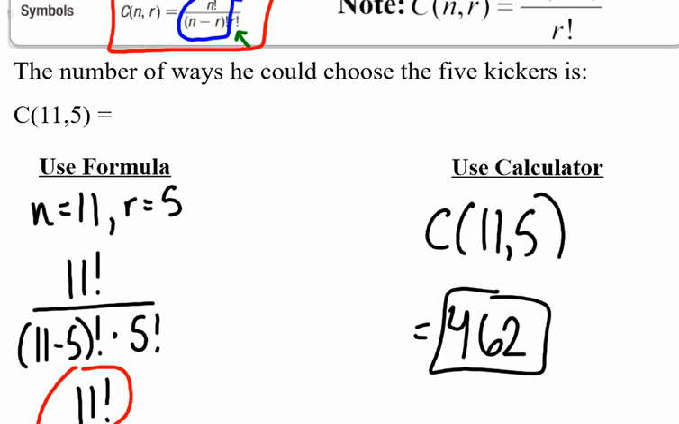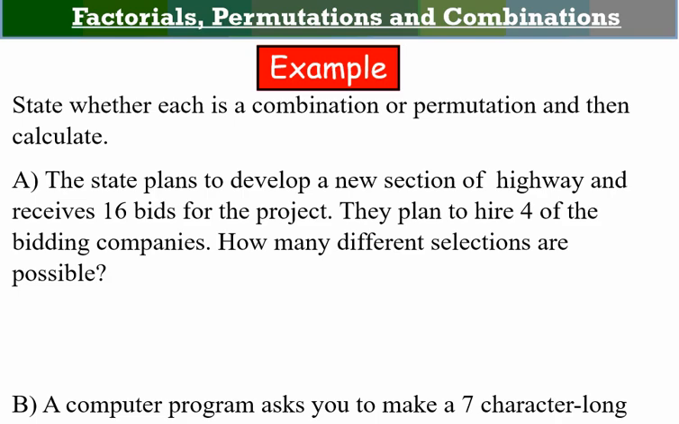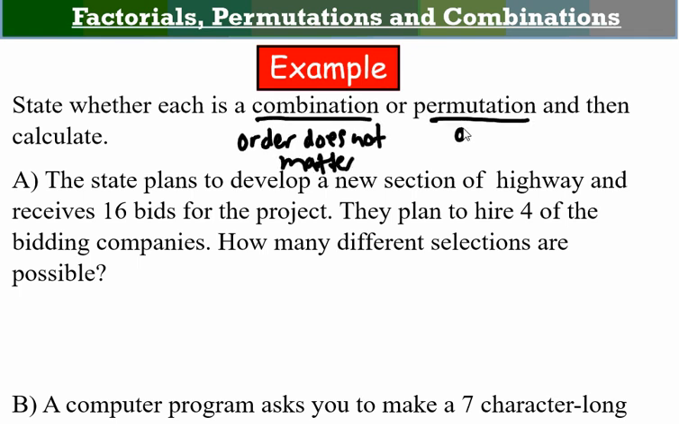So that's what we call a combination. So the difference between a combination and a permutation: with a combination, order does not matter, and with a permutation, order matters. A permutation is always going to have more than the combinations because if order matters, there's more unique ways. So for each of these situations, we're going to state whether it's a combination or a permutation and then calculate.